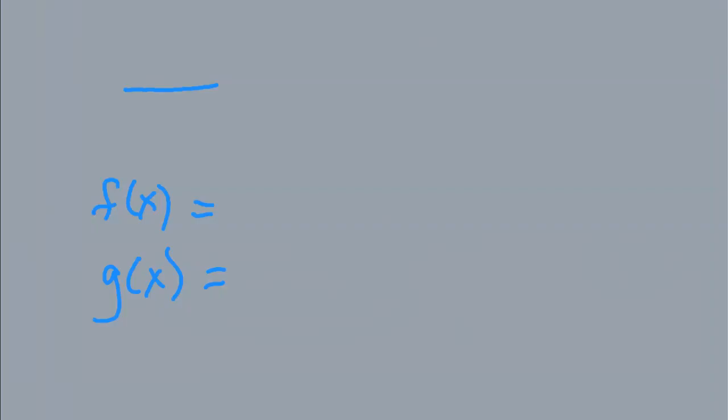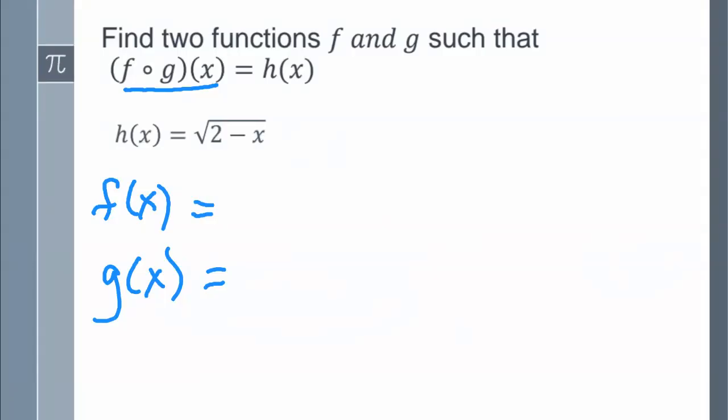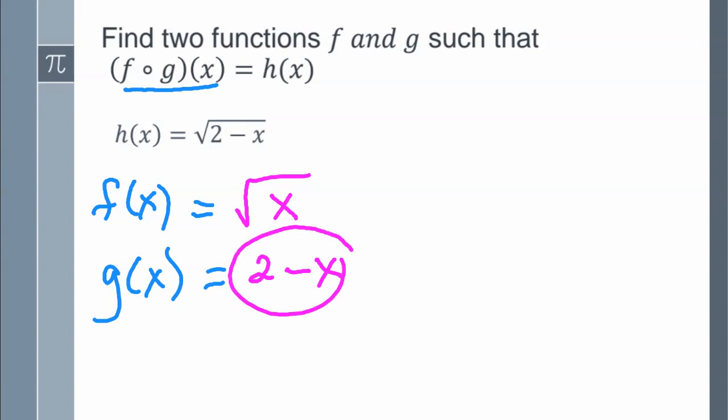So Miss Patricia is saying, let's try square root of x for f of x. Okay. So what will we try for g of x? What is the inside of g of x? So the only thing left in there is 2 minus x. Okay, so this is what we mean by the inside, right? So this is the inside. And then the square root is actually what we're calling the outside.